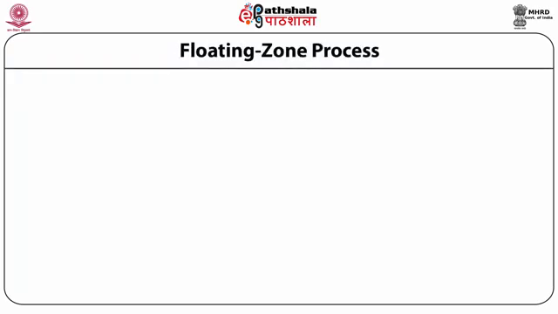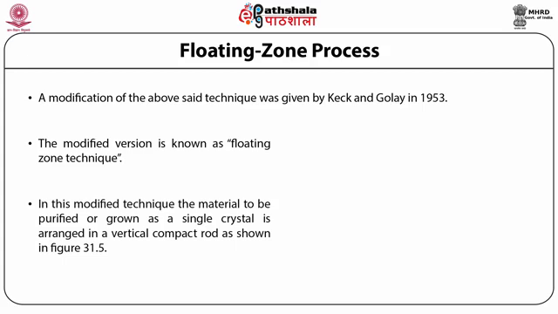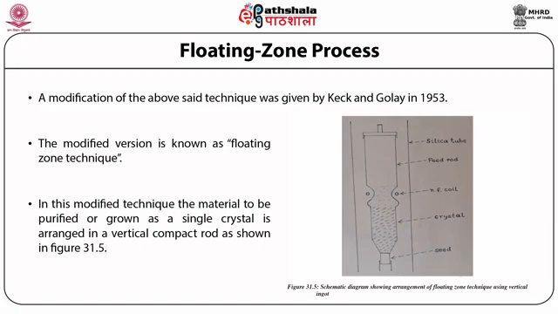Floating zone process. A modification of the technique was given by Keck and Golay in 1953. The modified version is known as floating zone technique. In this modified technique, the material to be purified or grown as a single crystal is arranged in a vertical compact rod as shown in figure 31.5. Figure 31.5 is a schematic diagram showing arrangement of floating zone technique using vertical ingot.